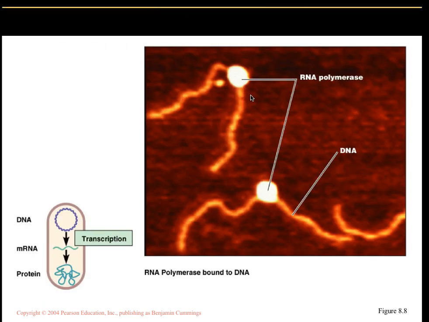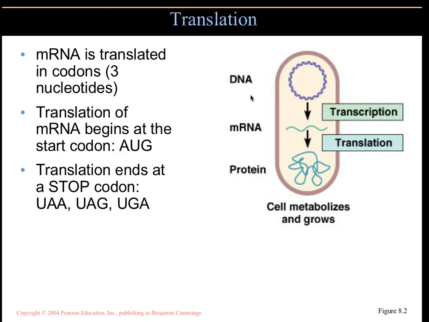So this is actually an electron micrograph where you can see the RNA polymerase making a copy, the messenger RNA, from the DNA template. And then once the RNA is made, it then can undergo translation and the copy can be read. But this is transcription. So your messenger RNA is translated.